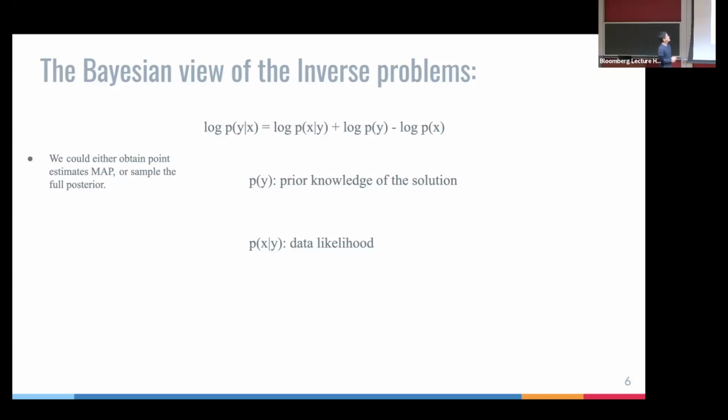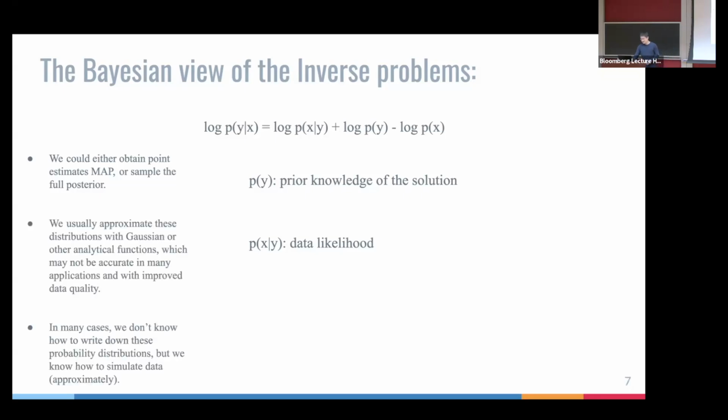Basically, we can view this problem from the Bayesian view. We write down Bayes' theorem. Y here is the physical quantity we try to infer, and X is the observed data. Once we have the posterior, we can either get a MAP point estimator or sample the full posterior. We usually approximate the prior and likelihood functions with Gaussian or uniform distributions or other analytical functions. But these approximations may not be accurate in many applications. Also, as we get better and better data, we start to see some non-Gaussianity, and this approximation may not hold.